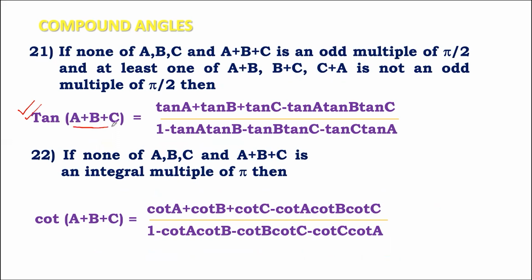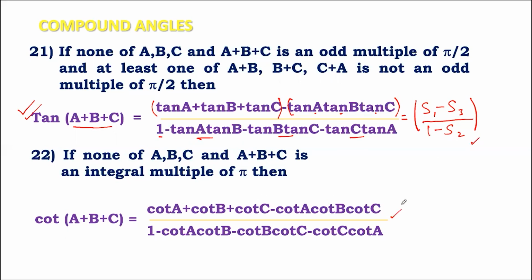Tan of A+B+C: this is the sum of the terms minus the product taken three at a time, upon 1 minus the product taken two at a time. You can remember this as S1, meaning sum taken one at a time, tan A plus tan B plus tan C, minus S3, meaning the product taken three at a time, tan A tan B tan C, and 1 minus S2, which is tan A tan B plus tan B tan C plus tan C tan A. So (S1 − S3) upon (1 − S2), this formula is for A+B+C.